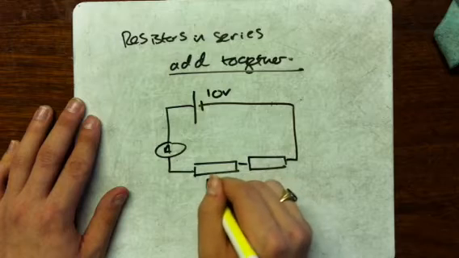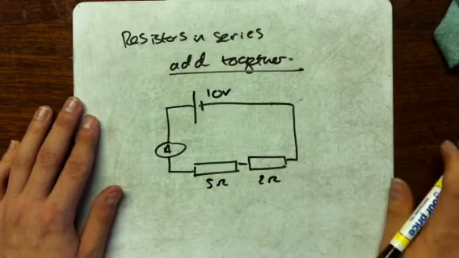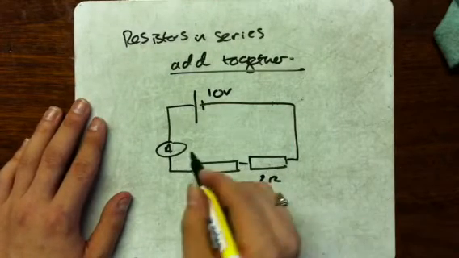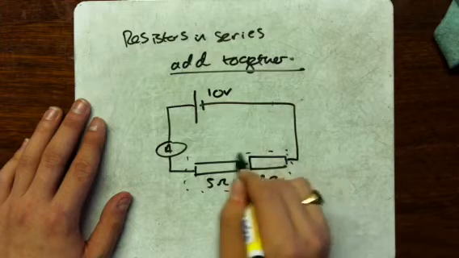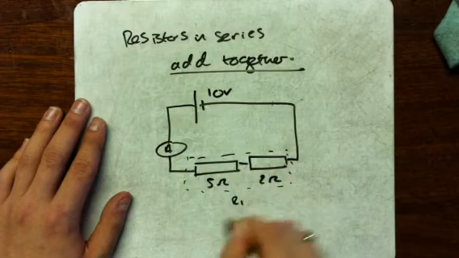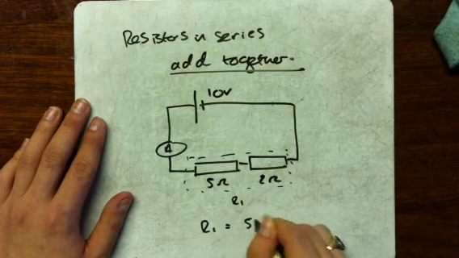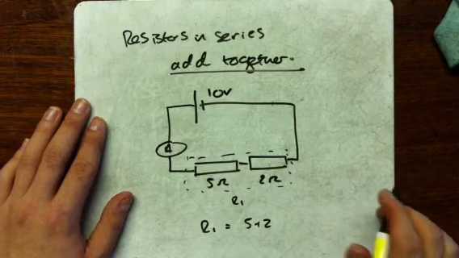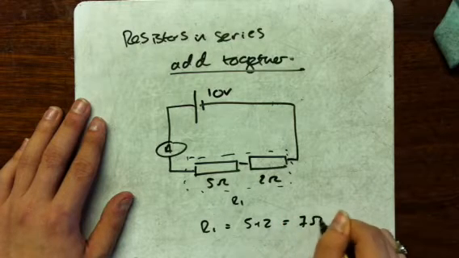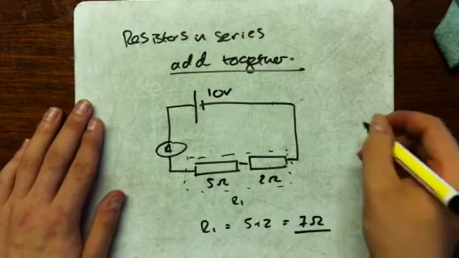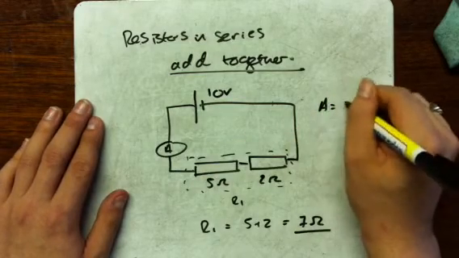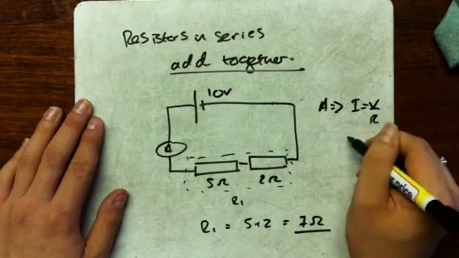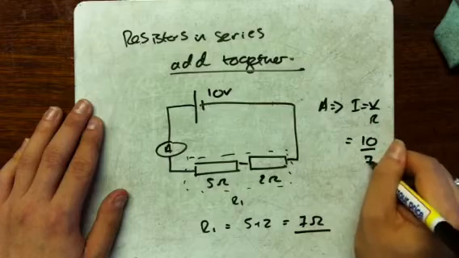2 resistors this time, 5 ohms and 2 ohms. Let's say that we wanted to find the current. Well, to find the current, we need to find the resistance of the circuit. These 2 resistors work together to make one resistance R1, which in this case is equal to 5 plus 2. So the total resistance of this circuit is the sum of these 2 resistors in series, which equals 7 ohms. Therefore, we can find the current A, which is worked out using I equals V over R equals 10 over 7.